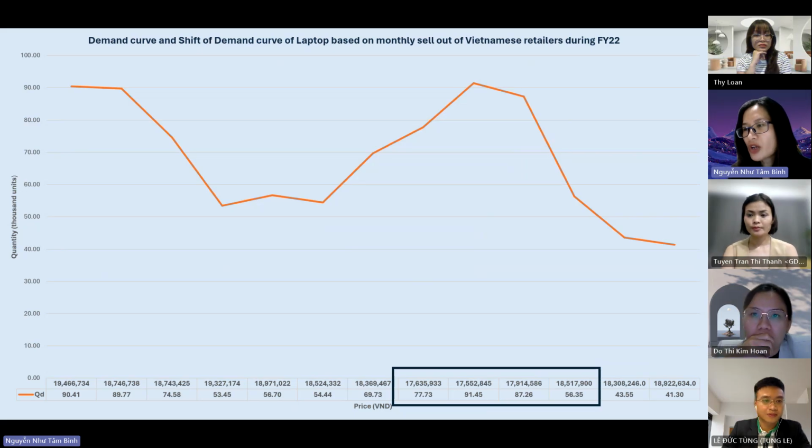And as you can see, between August and September, the price decreased only nearly 100,000 dong, but the demand increased from 70,000 units to 91,400 units. Or the demand suddenly dropped from 87,000 units to 56,000 units when the price increased only around 800,000 dong.